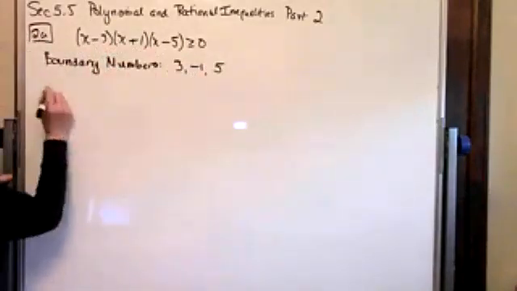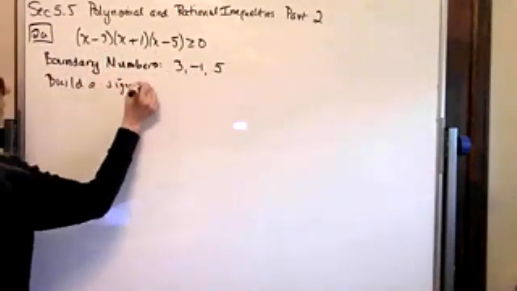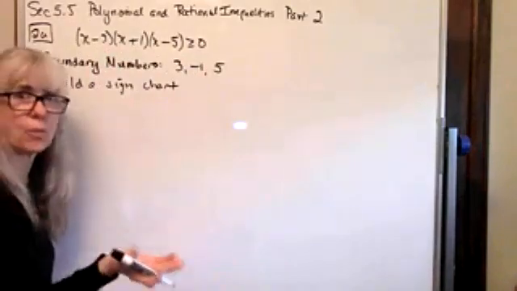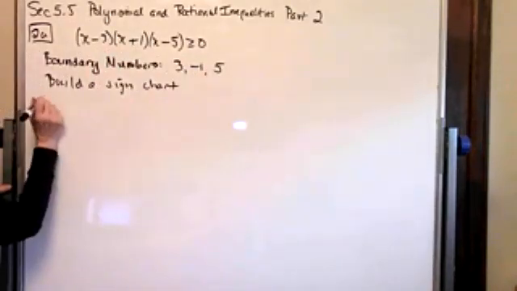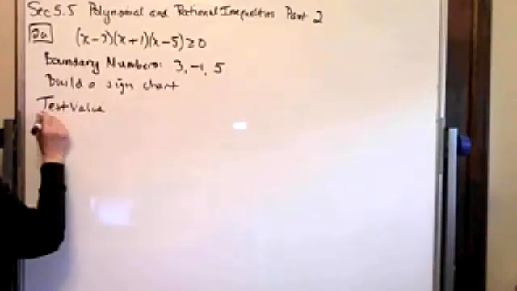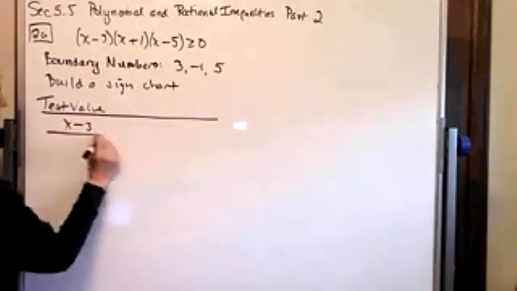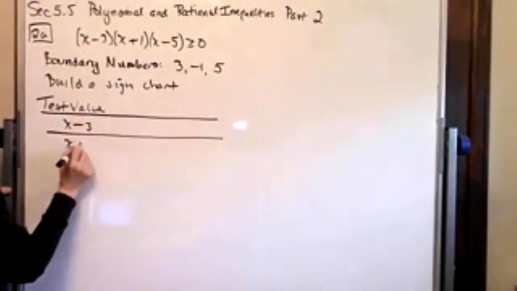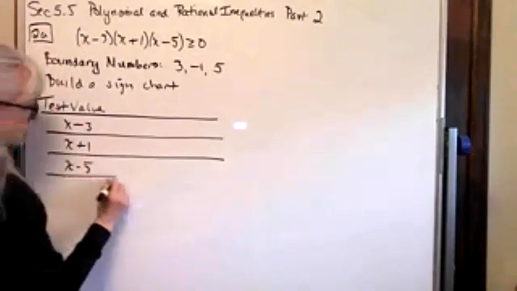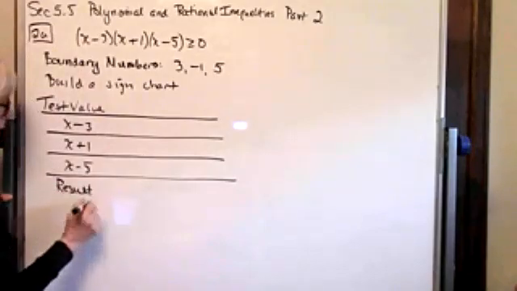So I'm going to build a sign chart. And that's going to help me evaluate my function. Again, there are a variety of ways to make these. This is just the way I learned to make them. The first thing we're going to list is a test value. And then we're going to show some different rows. Each row is going to list one of the factors. So we have x minus 3, x plus 1, and x minus 5. So each of my factors I list. Then I'm going to list the result. So this is what happens when we're all done.